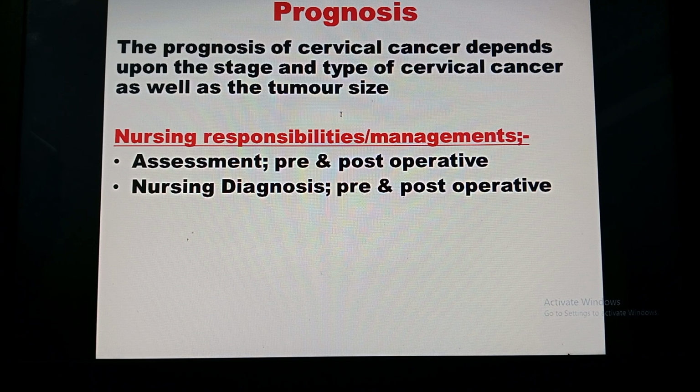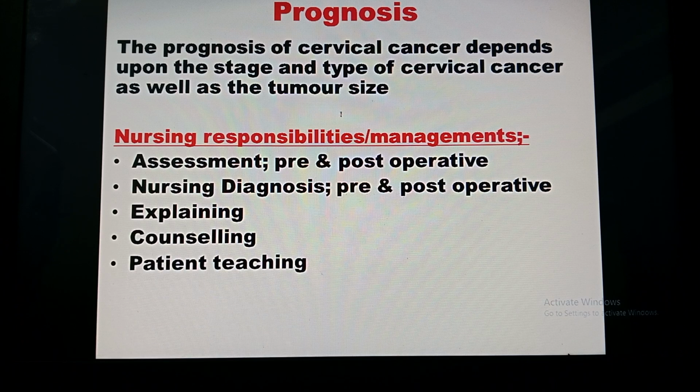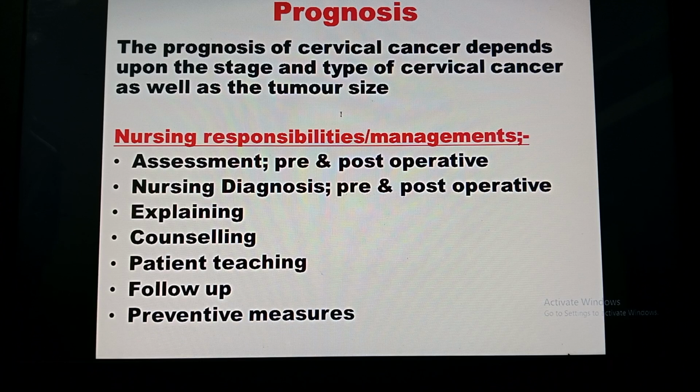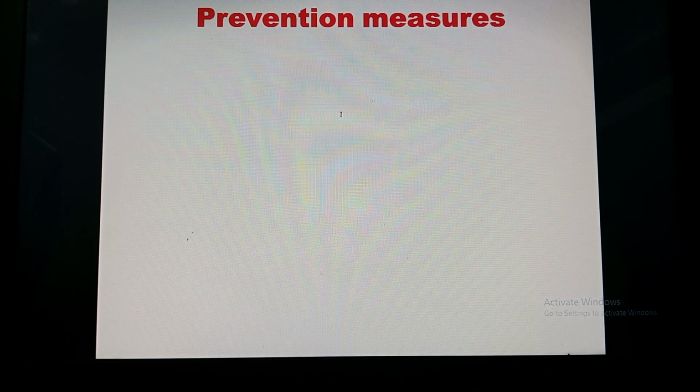Nurse's responsibility: assessment. Since the client is undergoing surgery, pre- as well as post-operative assessment will be done, including history collection and physical examination. Based upon that, the nursing diagnosis will be made, along with counseling, explanation, patient teaching, and follow-up. Whatever the therapy, such as radiation therapy, and its side effects, everything has to be explained in a very rational way. There are also preventive measures that have to be given to the entire family as health education.